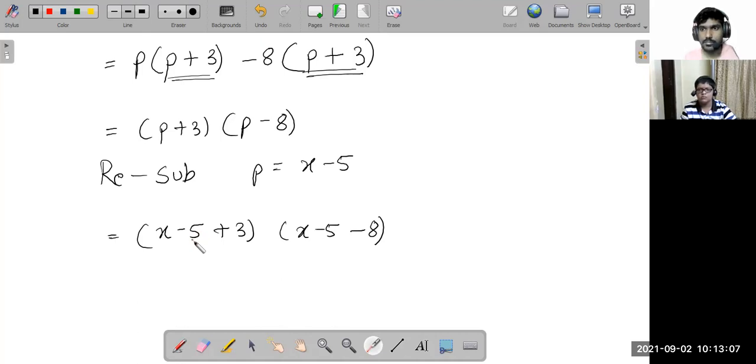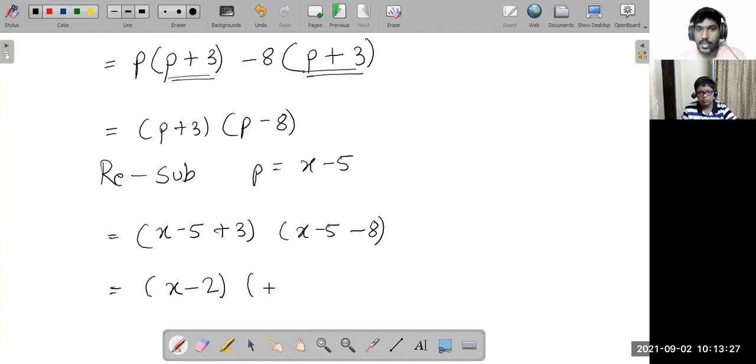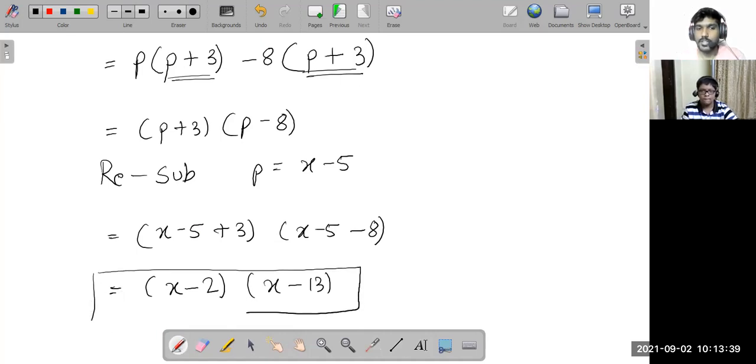Now here, if you see, is this a quadratic polynomial? No, sir, it's not a quadratic. So we don't have to do like the first sum, where again you had to solve it. So this, you just do x minus 5 plus 3, which is minus 2, and minus 5 minus 8 is minus 13. So this is your answer, x minus 2, x minus 13.